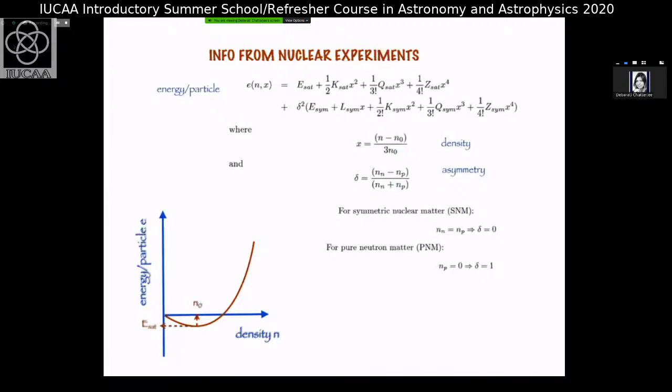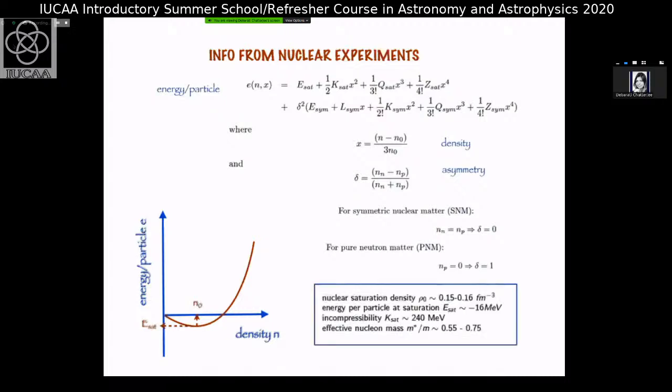You've seen in the figure that the energy per particle, the binding energy, is actually E_sat. This is the first term in the expansion at n_0, and the higher terms, K_sat, Q_sat, Z_sat, can be determined from nuclear experiments, but the uncertainties increase with density. So E_sat is quite well known. The energy per particle is around minus 16 MeV at the nuclear saturation density, which is around 0.15 to 0.16 fm^-3.